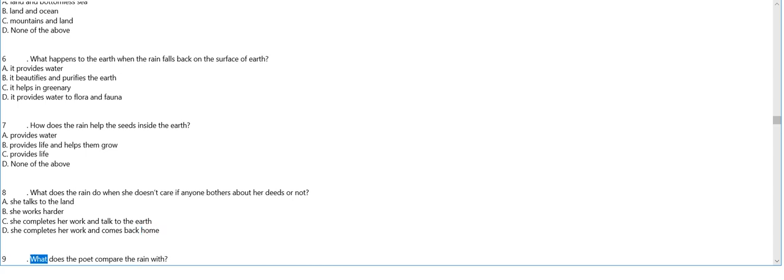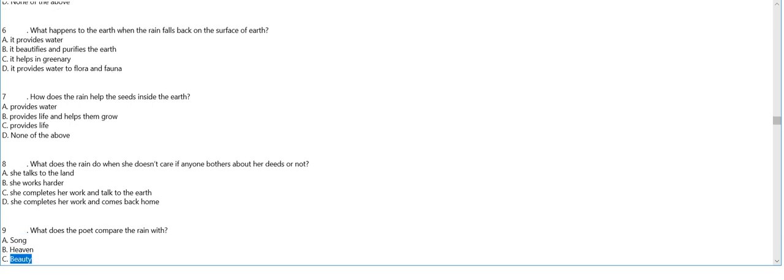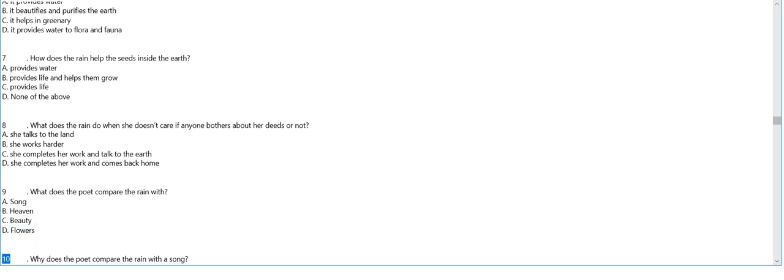9. What does the poet compare the rain with? A. Song. B. Heaven. C. Beauty. D. Flowers. 10. Why does the poet compare the rain with a song?